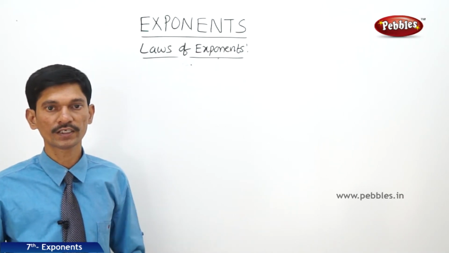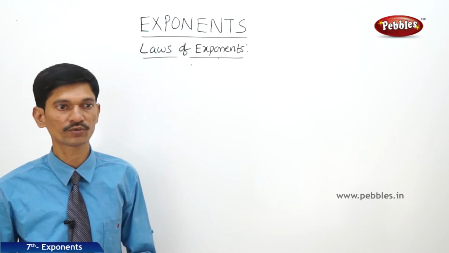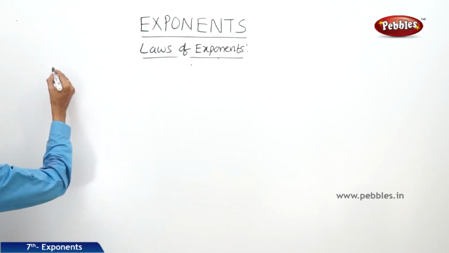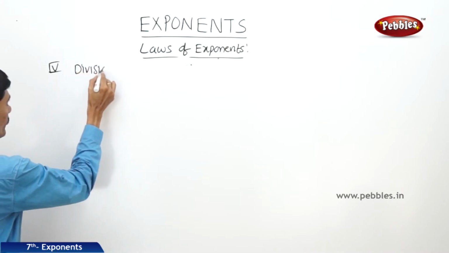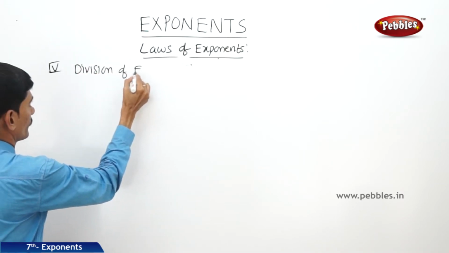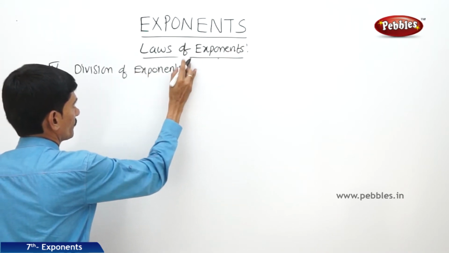Now let us discuss the next law of exponents, that is the fourth one, the division of exponents with the same base.